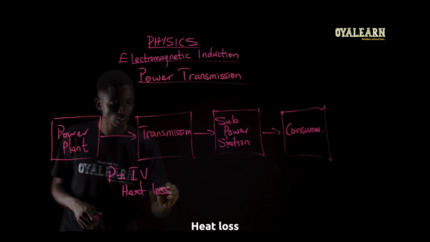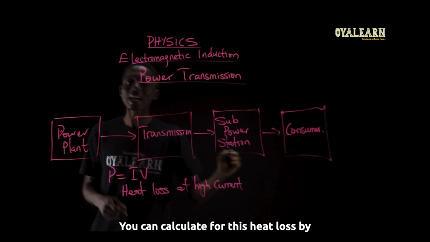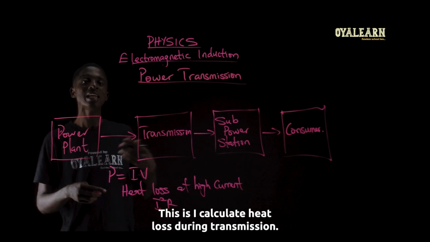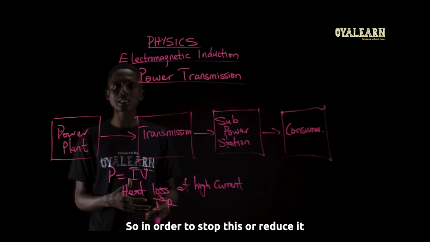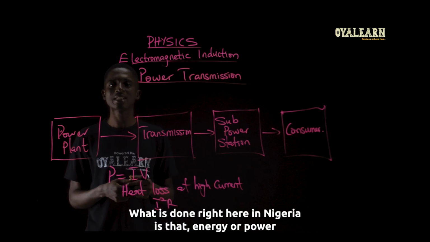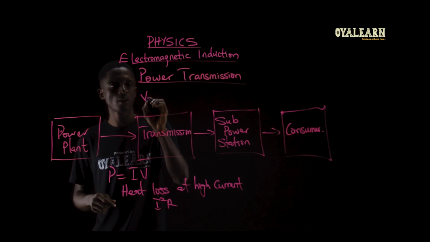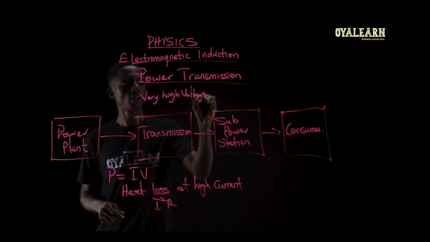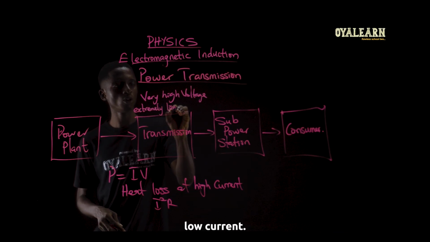Heat loss at high current. You can calculate this heat loss by using the equation I squared R. This is how you calculate heat loss during transmission. So in order to stop this, reduce it, or ensure that energy is not lost during transmission, what is done right here in Nigeria is that energy or power itself is transmitted at very high voltage and extremely low current.